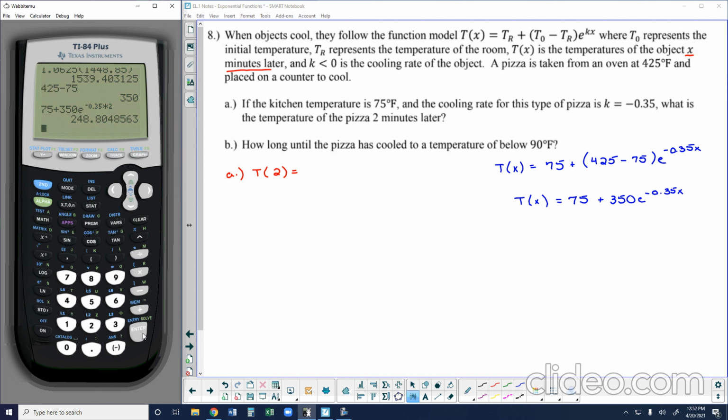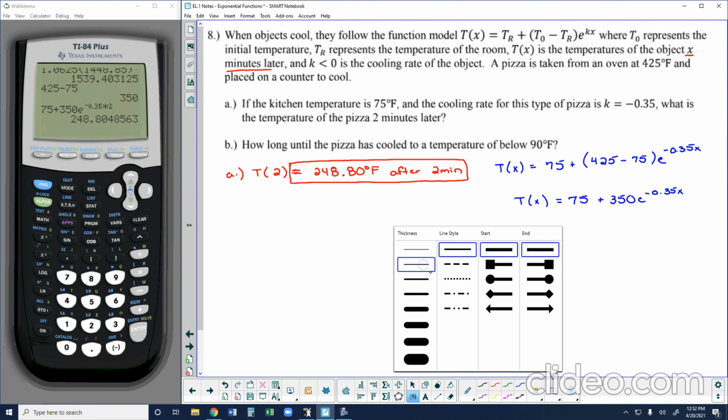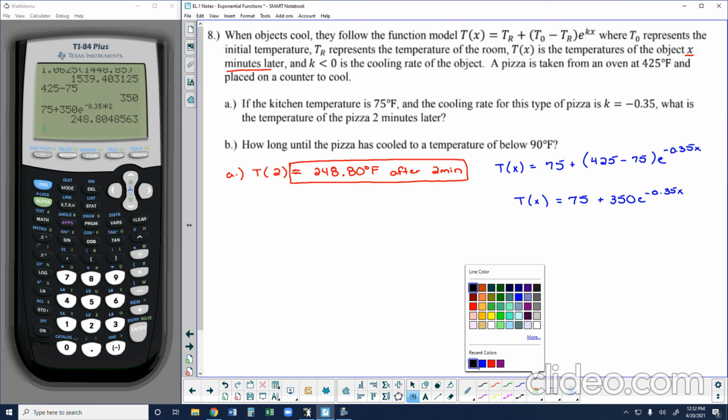So this would be approximately, let's go ahead and round to 2 decimals, 248.80 degrees Fahrenheit. And this is after 2 minutes. Now we could also do this graphically. We did this algebraically through a substitution. We could also do this graphically, and I'm going to go ahead and sketch the graph because this is going to be useful for us as we start to look into the question for B. So let me sketch a graph here.